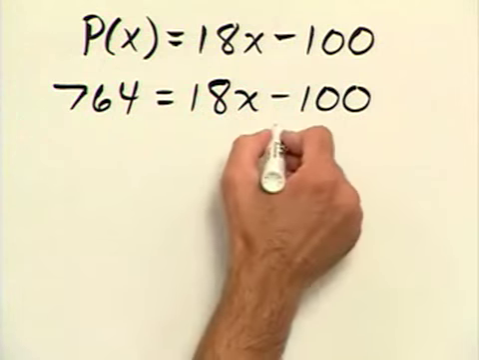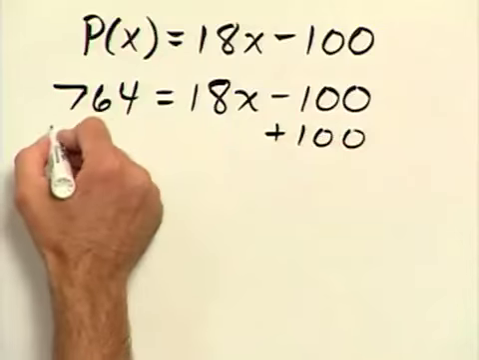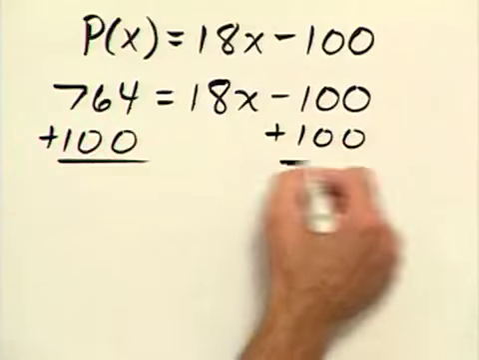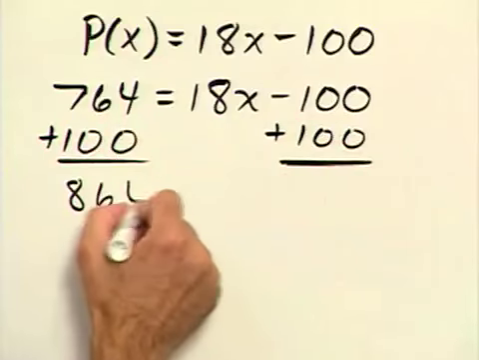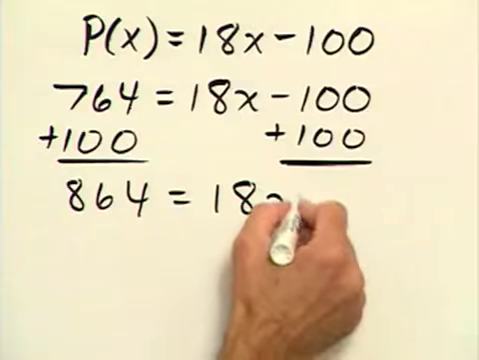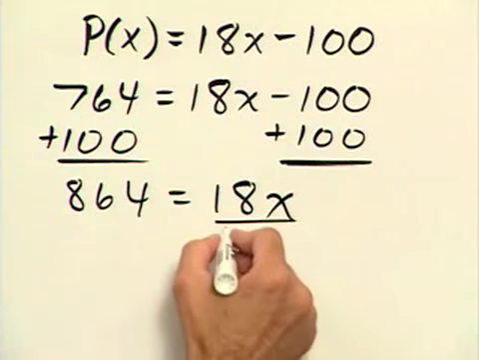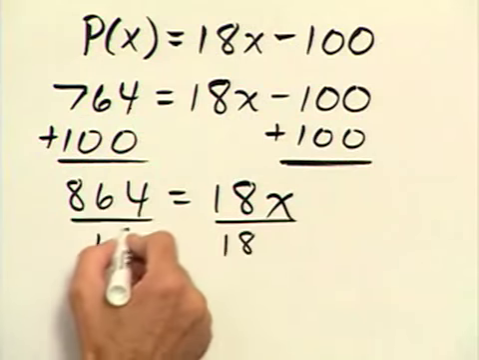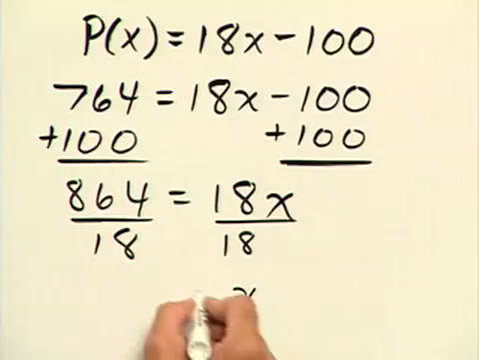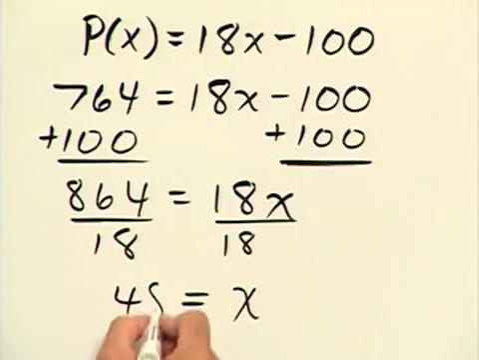So to solve this, let's add 100 to both sides. This will give us 864 equals 18x, and we will divide both sides now by 18, and that'll give us x is equal to 48. Now this means that if Henry's profit was $764, he sold 48 shelves.